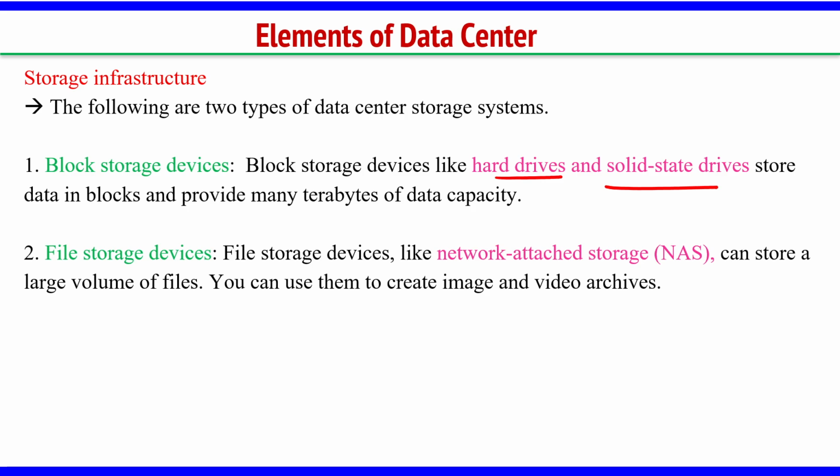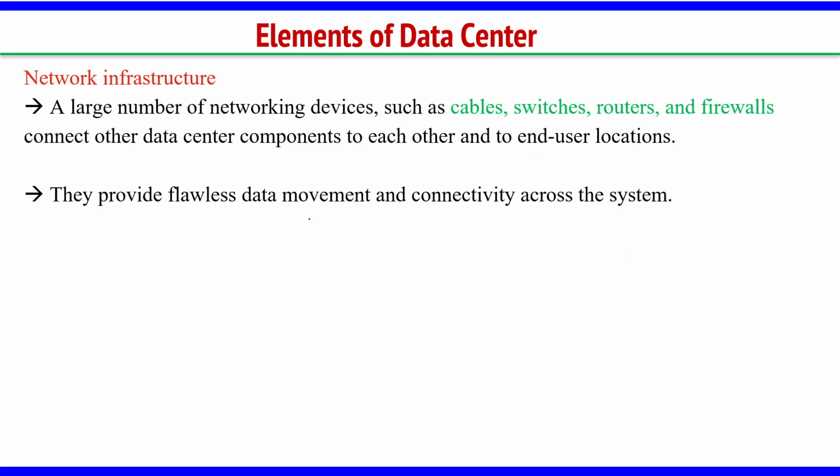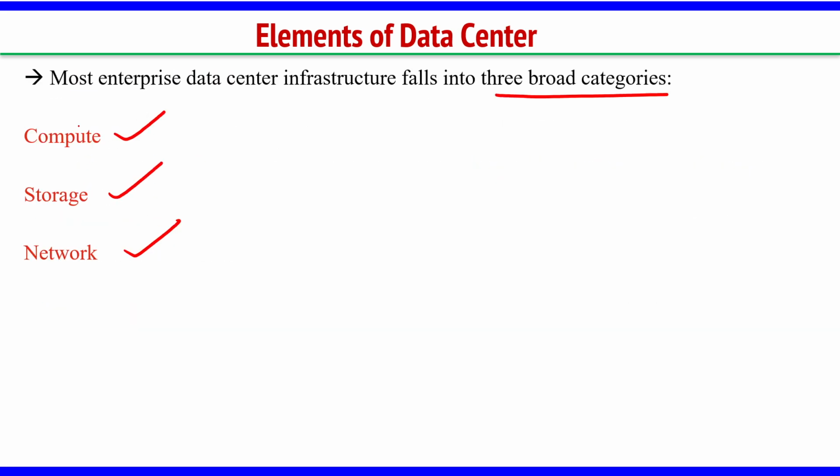So in the storage part of the data center, we have these kinds of devices. One is for storing basic data like what we normally use, so hard drives and SSDs are there. The other one is file storage, where we have network attached storage systems to store large volumes of data. And the third one is network infrastructure. Here we have networking devices such as cables, switches, routers and firewalls. All these are considered under the network infrastructure. They provide flawless data movement and connectivity across the system. All these three elements combined together form the data center infrastructure.